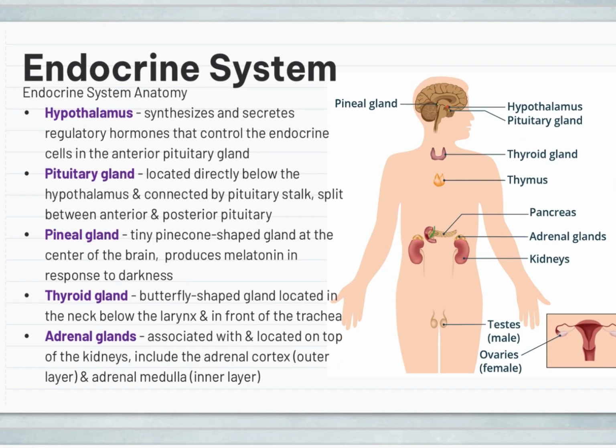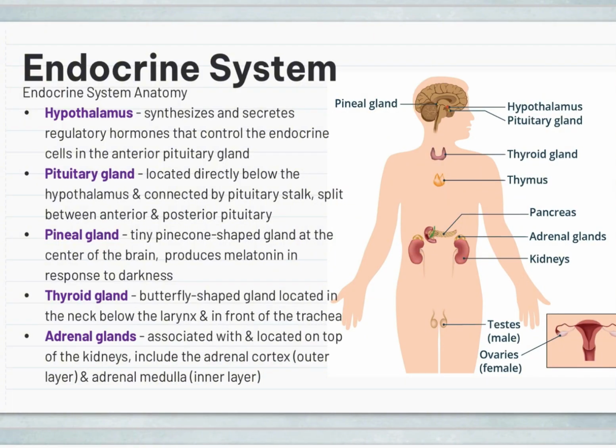Now for our endocrine system anatomy. We kind of talked about a few of these already, but we're going to touch on them again, starting with our hypothalamus. It synthesizes and secretes regulatory hormones that control the endocrine cells in the anterior pituitary gland. Next we have our pituitary gland, which is located directly below the hypothalamus, and it's connected to the pituitary stalk, and it's split between the anterior and posterior pituitary.